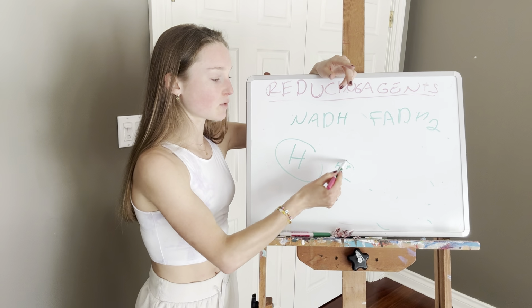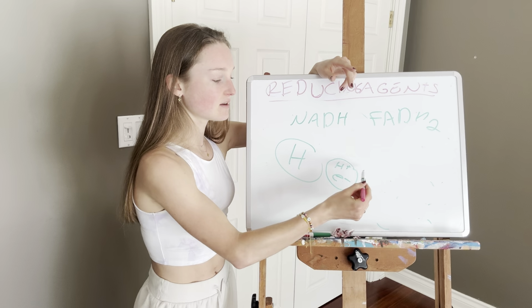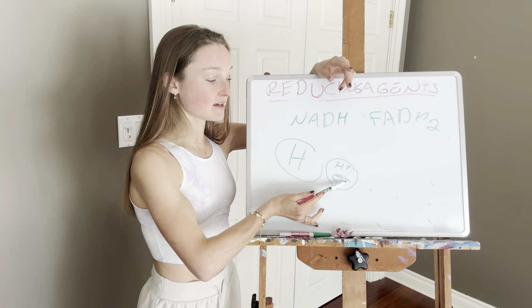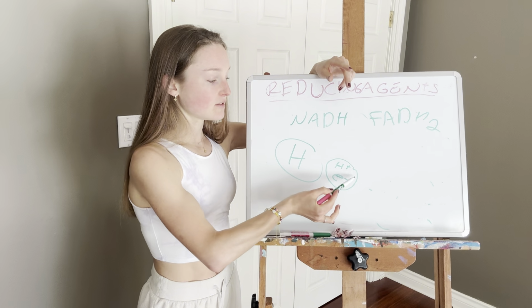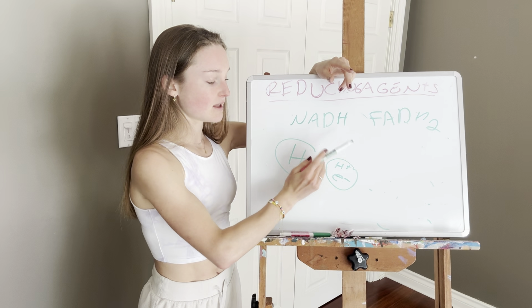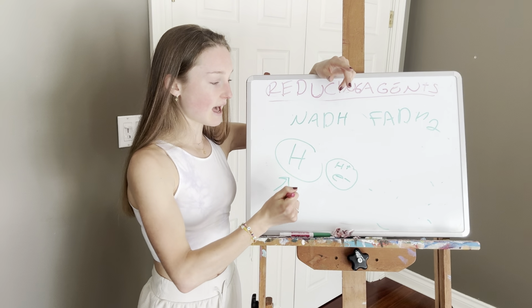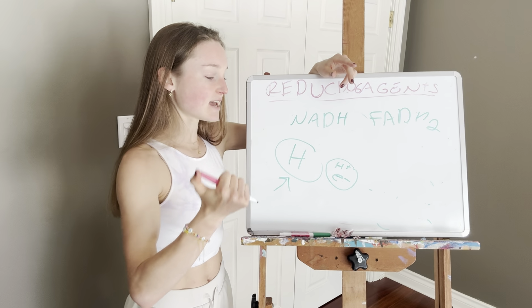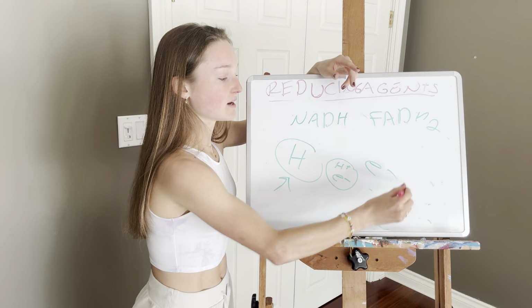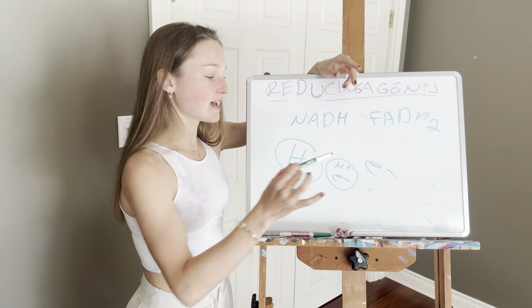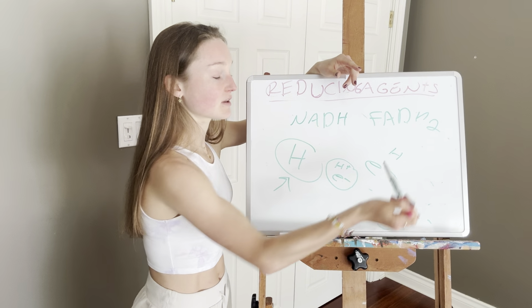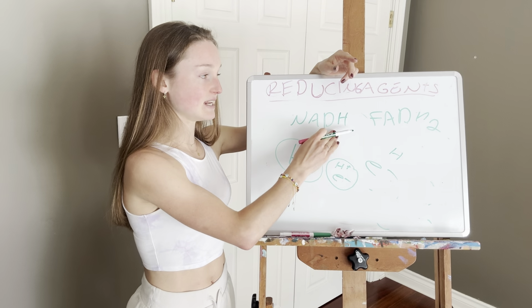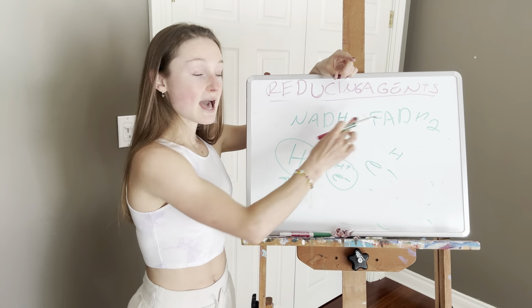When this proton combines with this electron, the positive charge on the proton is canceled out by the negative charge on the electron. These charges cancel each other out, and we get the hydrogen atom. So in some oxidation reduction reactions, instead of just straight up showing the movement of an electron, we are instead showing the movement of a hydrogen atom. That's what's going on in the case of NADH and FADH2.